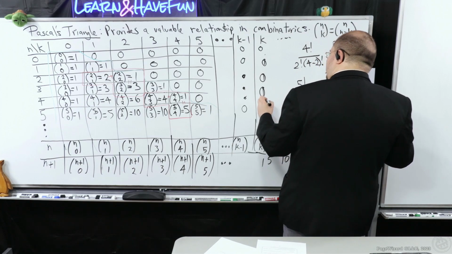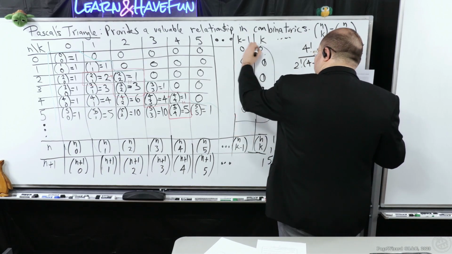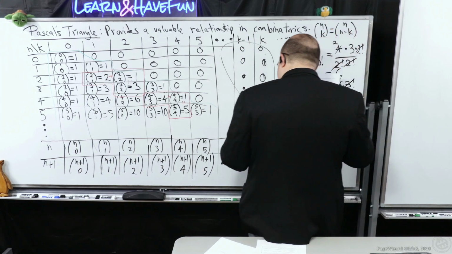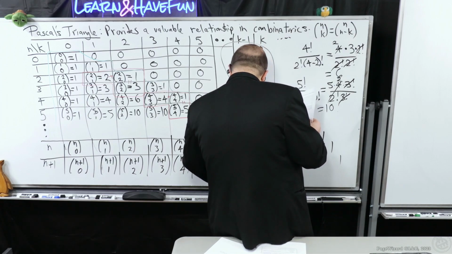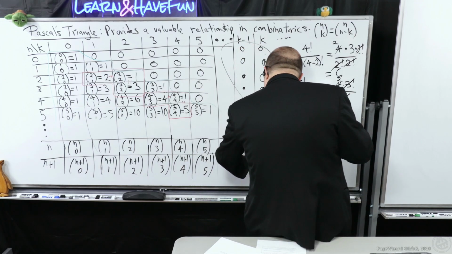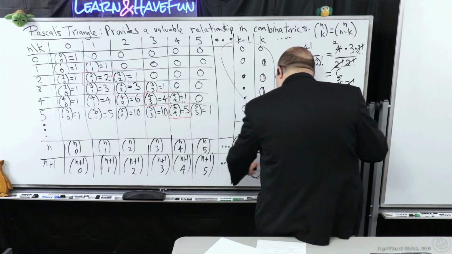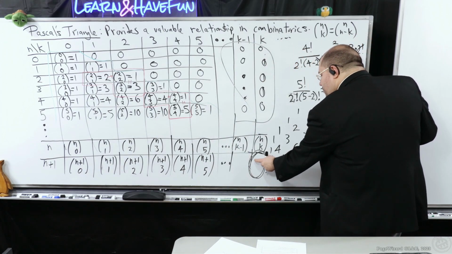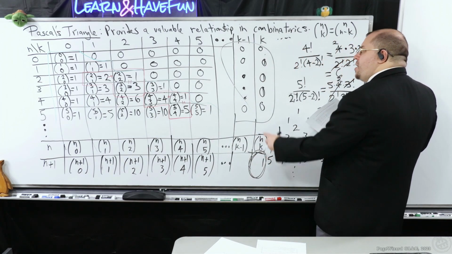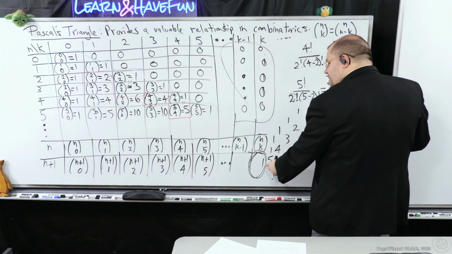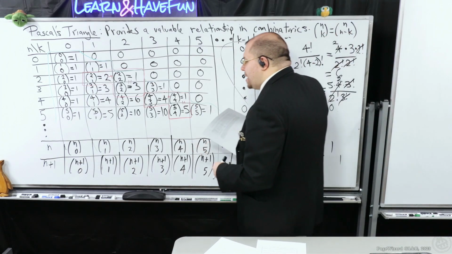Don't want to make them look like ones too much. All these are zeros. That's the point. Then, what if I cared about this particular cell? This one right here. Well, this is column k, row n plus 1.